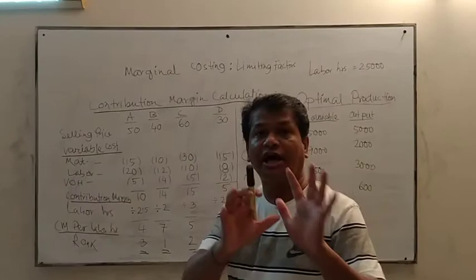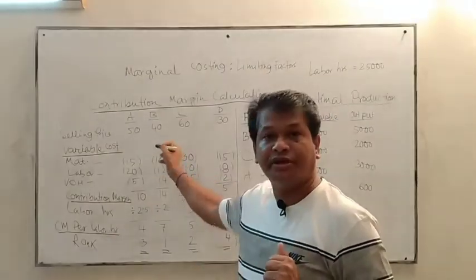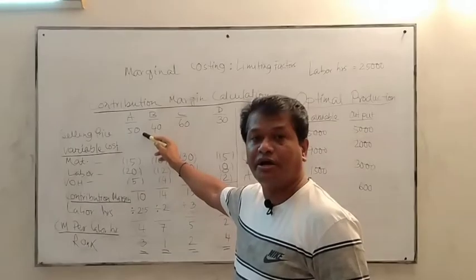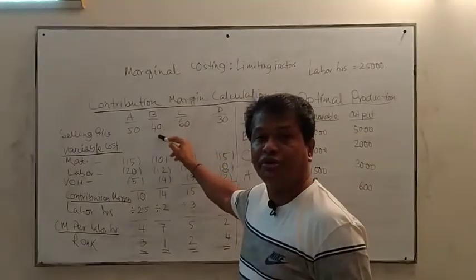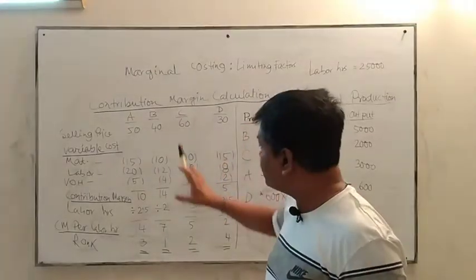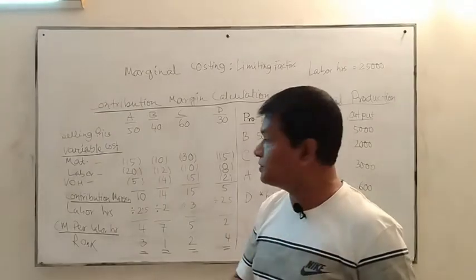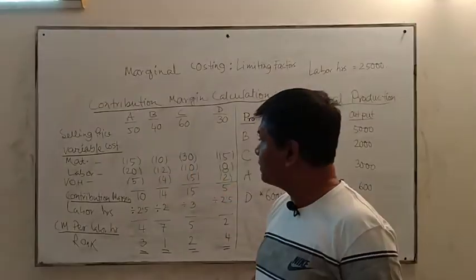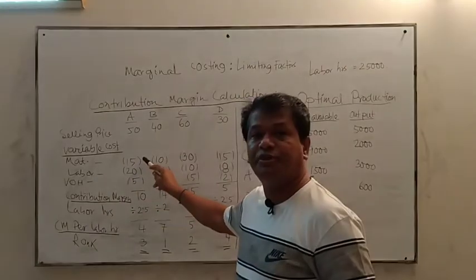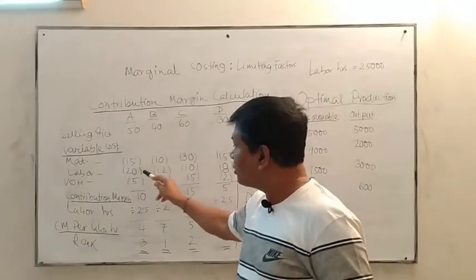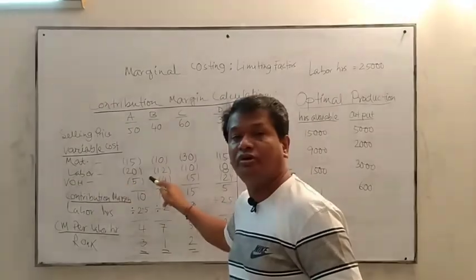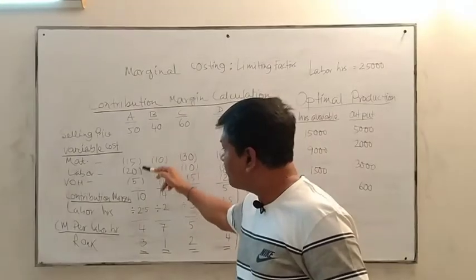The selling price is hypothetical information given here. Selling price for A is $50, B is $40, C is $60, and D is $30. This is hypothetical, I just assumed it. Selling price for these, and variable cost. Variable cost: the material cost is here, that is $15. Labor cost is $20, and variable overhead is $5. So this is the variable cost.